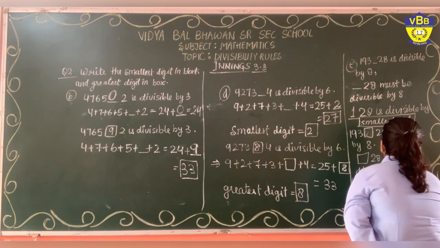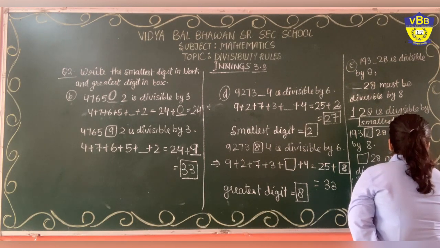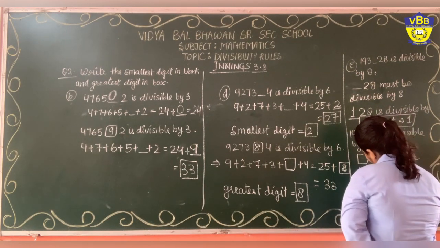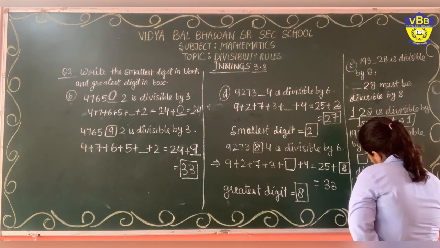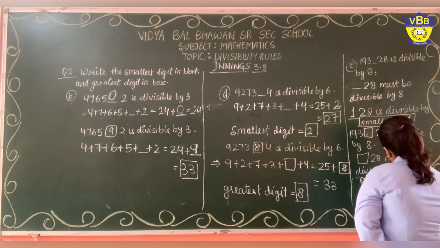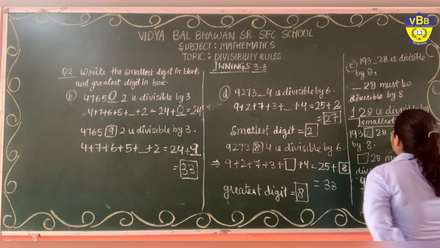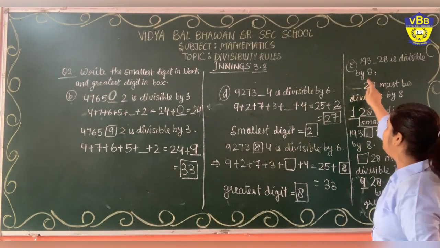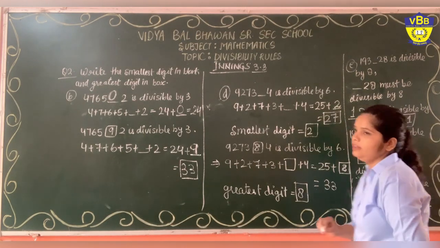928 is divisible by 8. So the greatest digit is 9, the greatest digit that will make this completely divisible by 8.